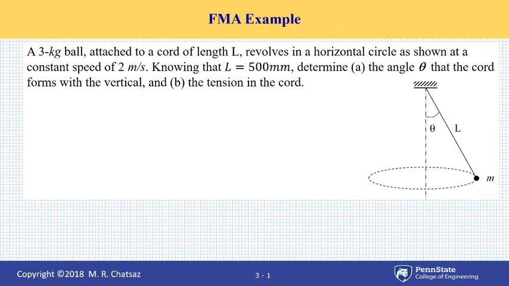Okay, in this problem we have a 3 kilogram ball that is attached to a cord of length L, which is 500 millimeters. The ball rotates in a horizontal circle as shown with a constant speed of 2 meters per second. One thing we're interested in is the angle theta that the cord makes with the vertical. We're also interested in the tension in the cord.